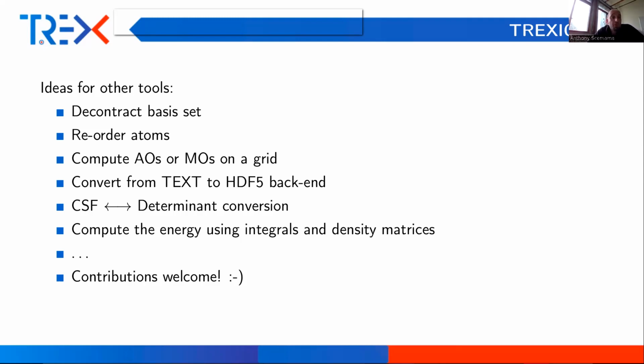We can also imagine computing AOs and MOs on a grid, converting from one backend to another, doing this CSF to determinant conversion, and computing the energy using integrals and density matrices that are in the file. It's stupid, but sometimes you have your file and you want to know the energy which is inside, so you can recompute it just to check that it's what you want. So we can do lots of little tools, and all contributions are welcome.